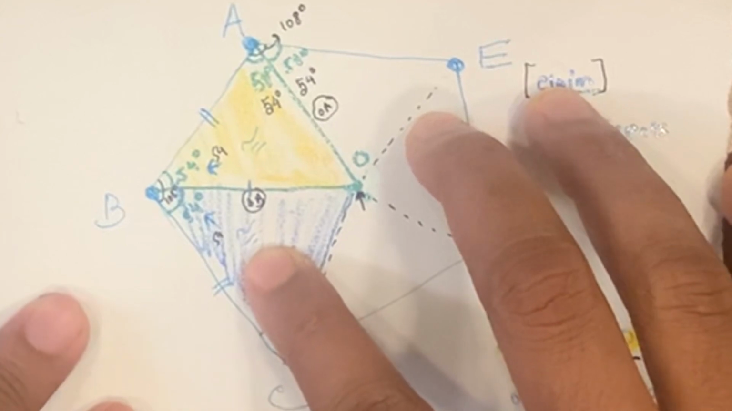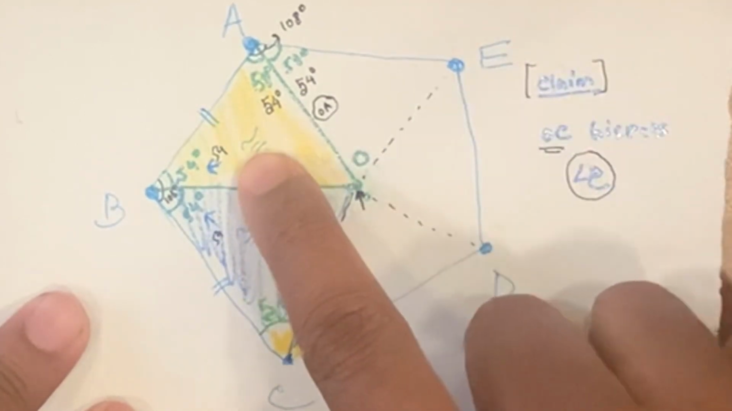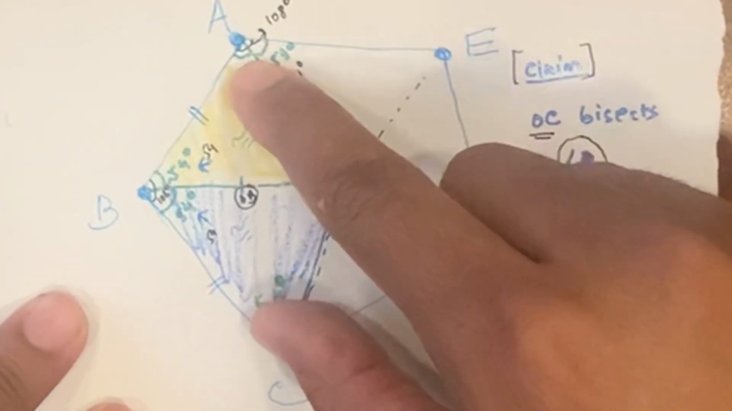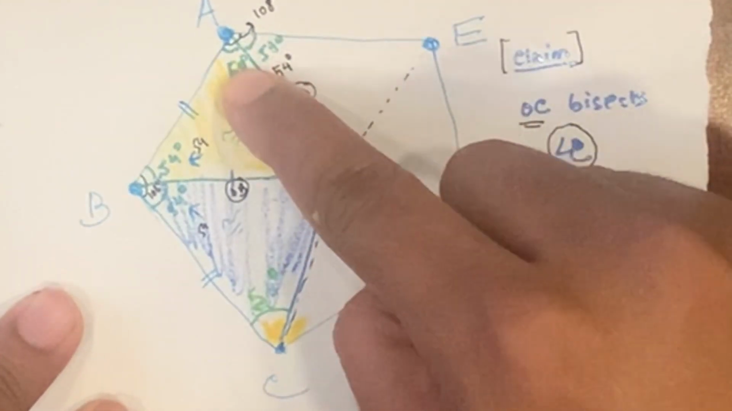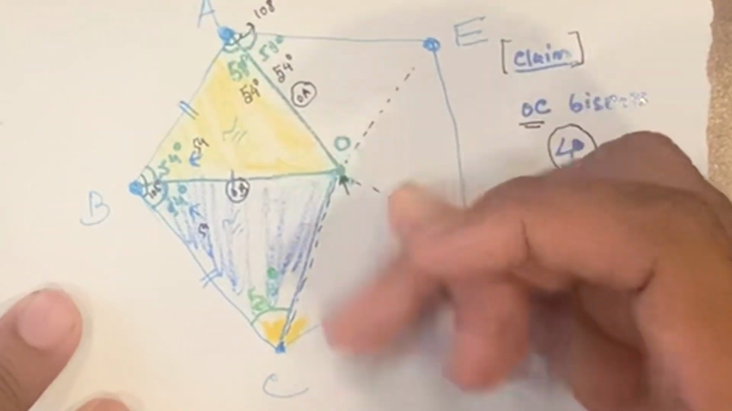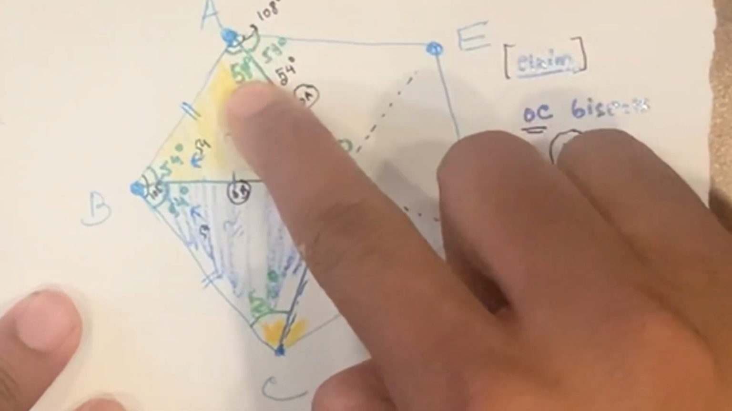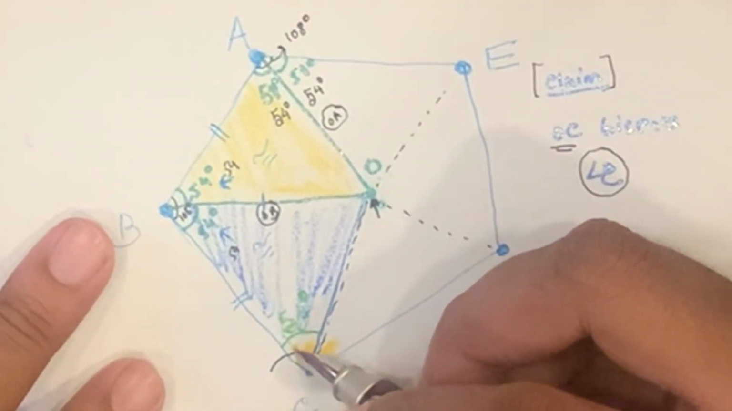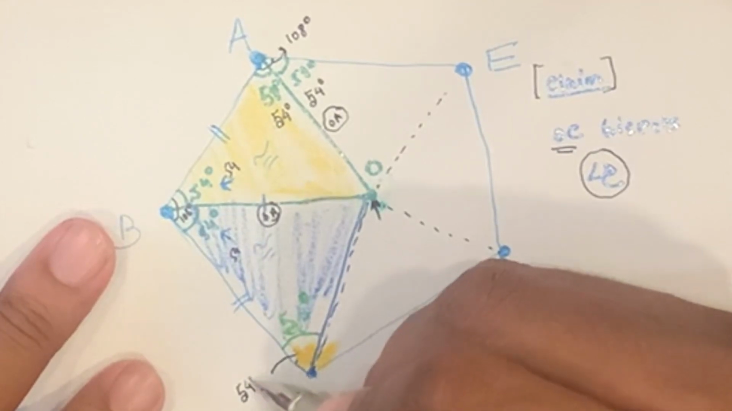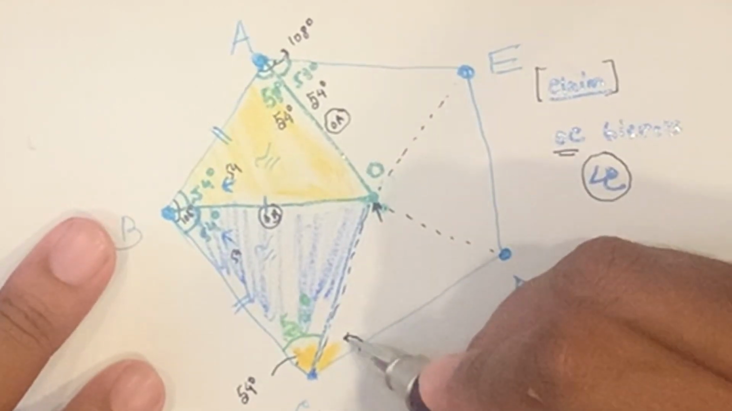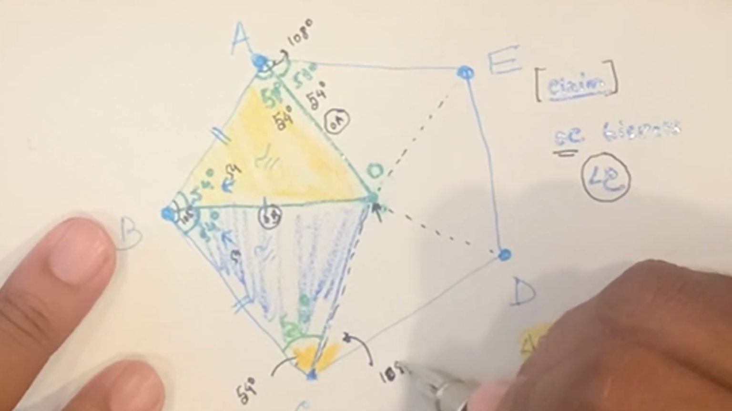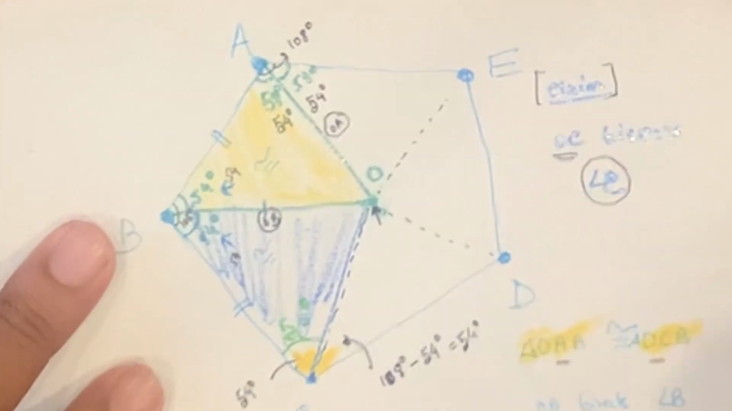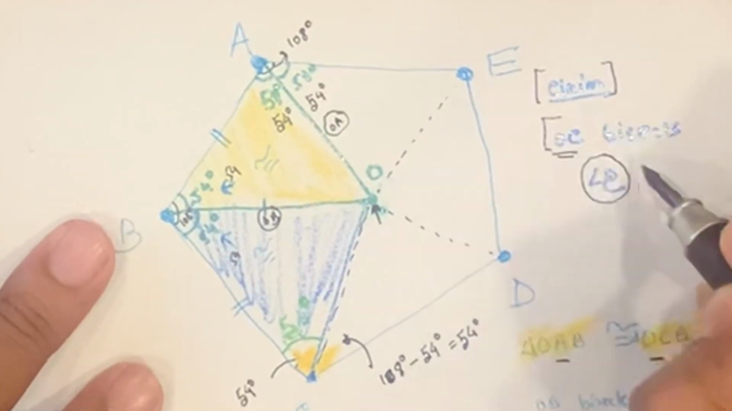Now we are almost done. Since these two triangles are congruent, these two angles are equal and both of them have to be 54 degrees, because OA is given to be bisecting angle A, so this is 54 degrees. Now that would automatically mean that this angle is 108 degrees minus 54 degrees, which is also 54 degrees, showing that OC is bisecting angle C.